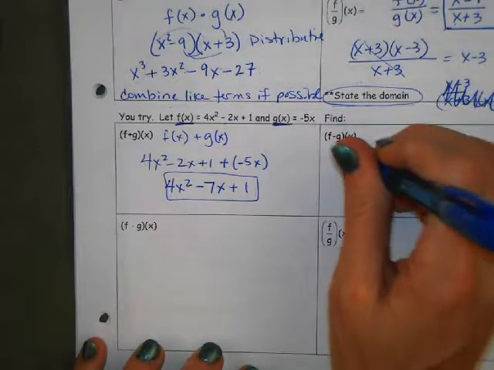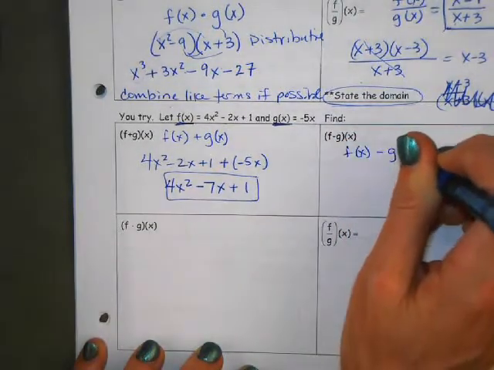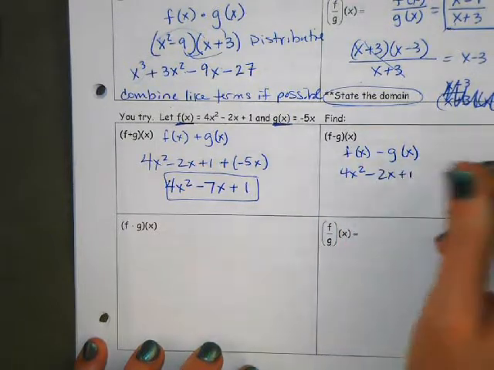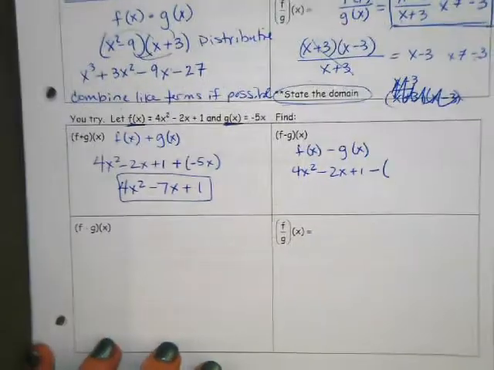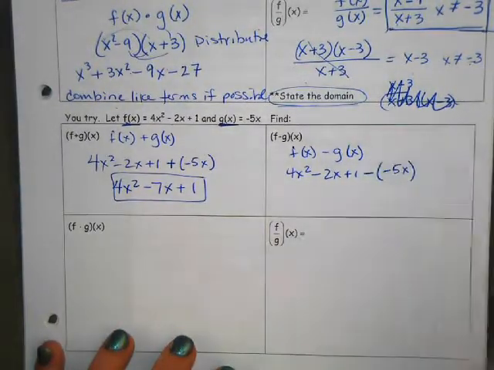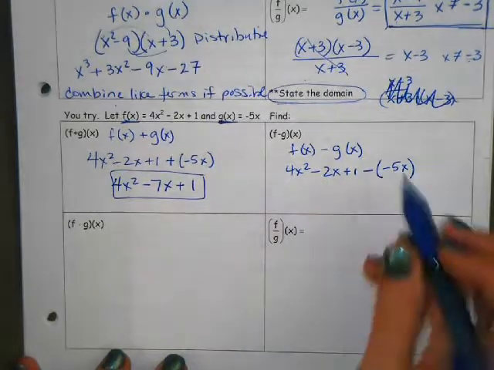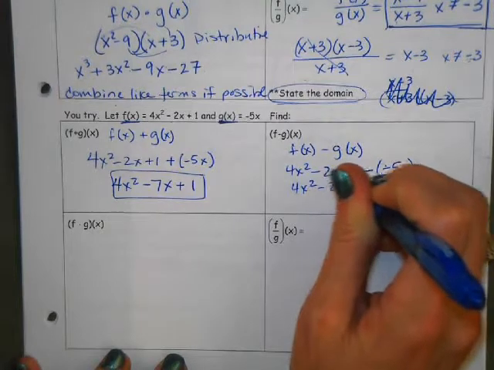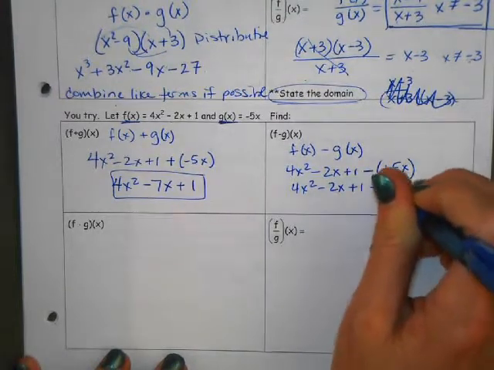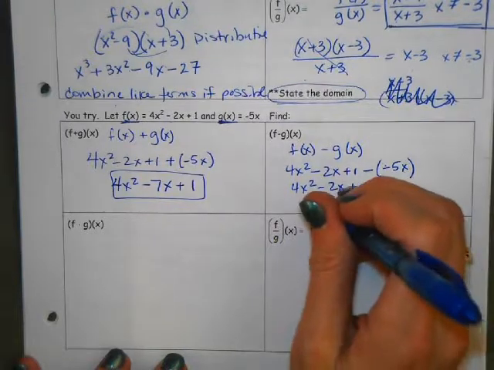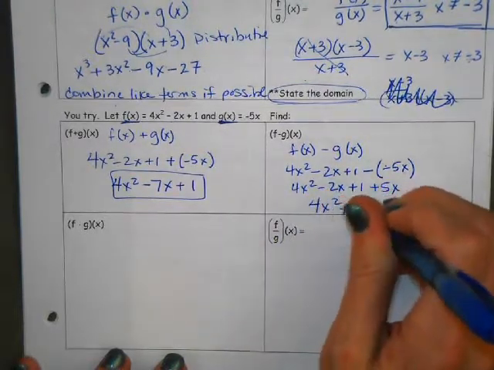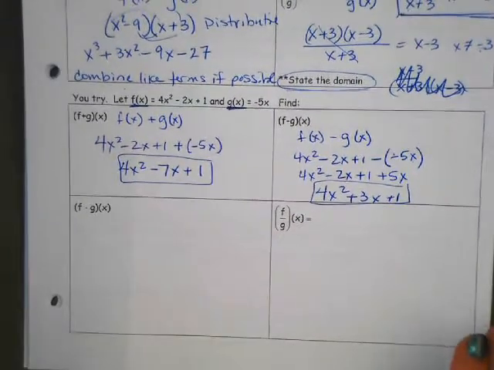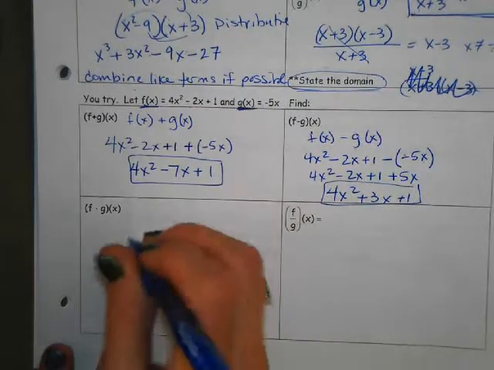Then it asks to subtract, so I'm going to do the f of x and subtract the g of x. So I'm going to take my 4x squared minus 2x plus 1, and I'm going to subtract, and I always put in parentheses, the negative 5x. This gets distributed to that and becomes a positive. So I'm going to have 4x squared minus 2x plus 1 plus 5x. Combine my like terms, so I get 4x squared, a positive 3x, and a positive 1. Good so far?